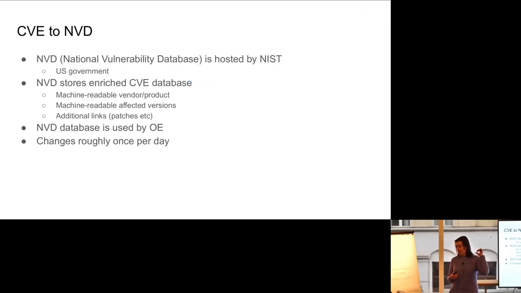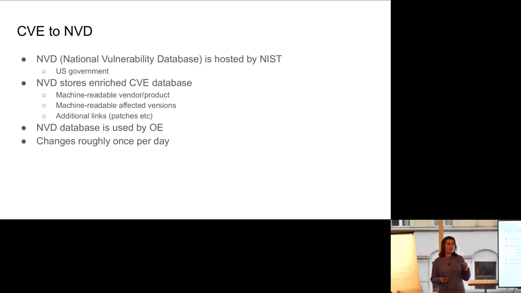Now, NVD. NVD is an extended version of the CVE database. Basically, they added the information that was missing in the CVE database. NVD, the National Vulnerability Database, is hosted by NIST, yet again a US government organization, but a different one. What they have added to the format is a machine-readable product and vendor, and a machine-readable range of versions of the software that are affected by the issue, which is kind of practical for the Open Embedded project. And this is exactly the database that we use for the cve-check in Open Embedded.